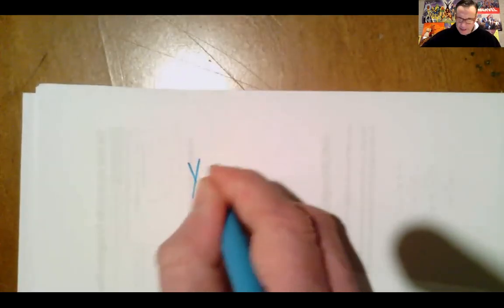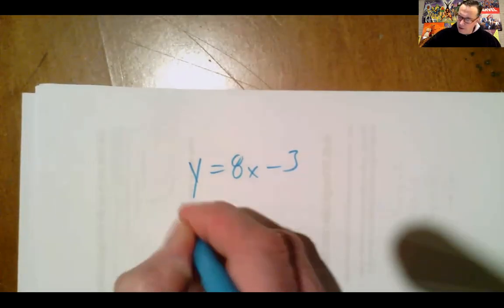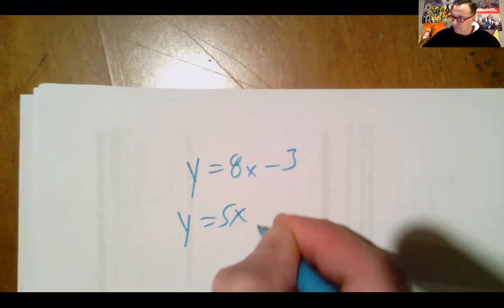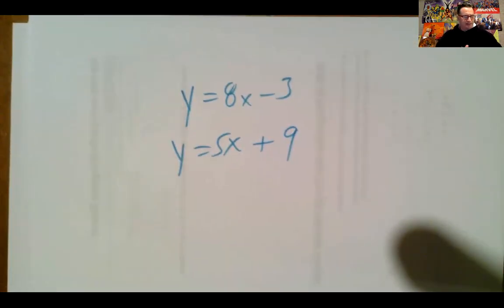So with that being said, let's take a look then at another example like that process we just did. So I'm going to, here, let's do this one. Y equals 8x minus 3, and y equals 5x plus 9. All right, guys, what is my first step? Who remembers? What do you guys think?